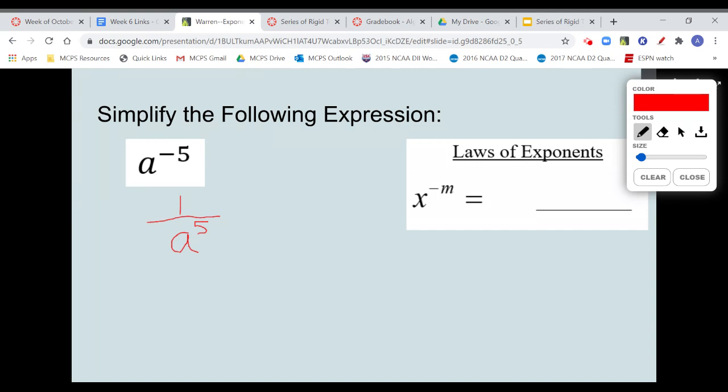So essentially what I had was a to the negative 5 over 1. What I had to do is bring the a to the negative 5 down to the bottom, and that makes the exponent positive. Okay? And we do this because we want to express things in terms of positive exponents. And that means that x to the negative m is written as 1 over x to the m.